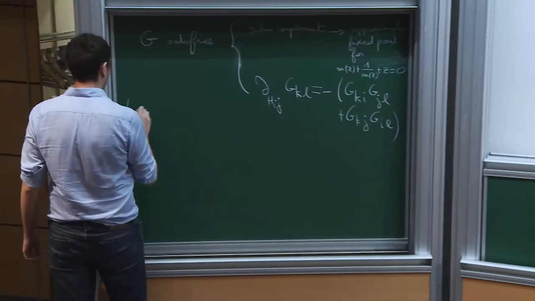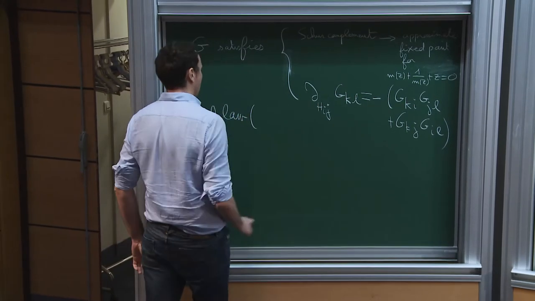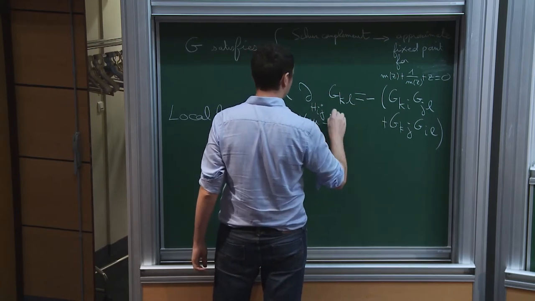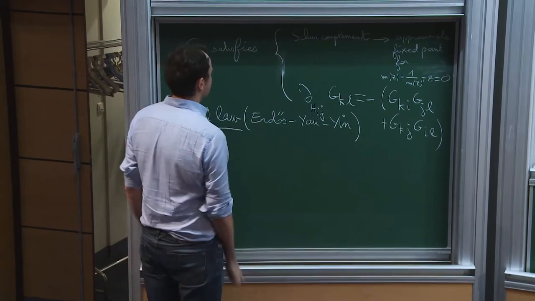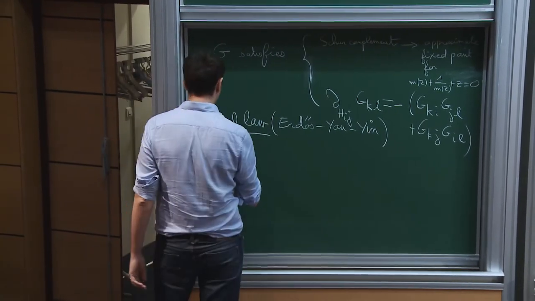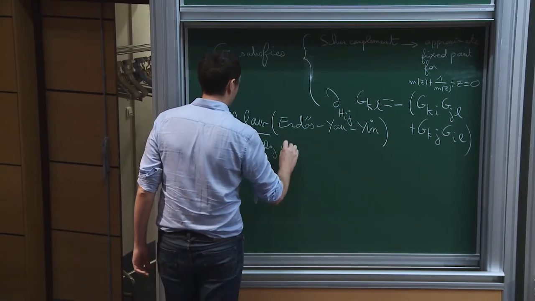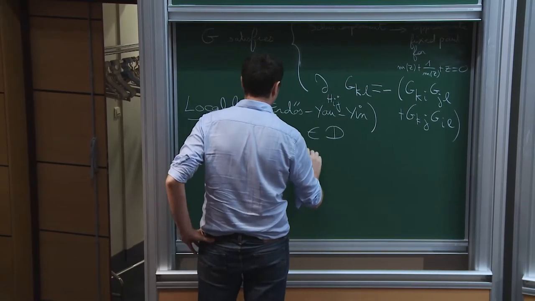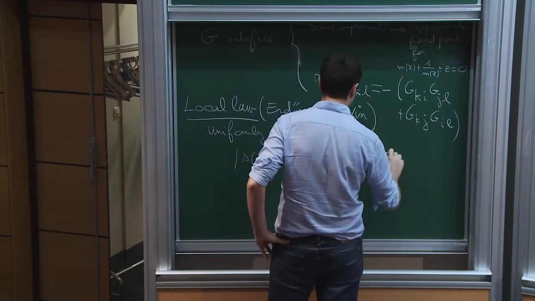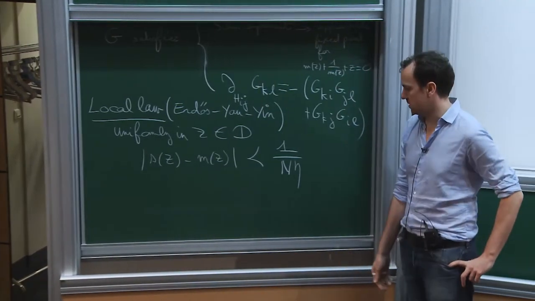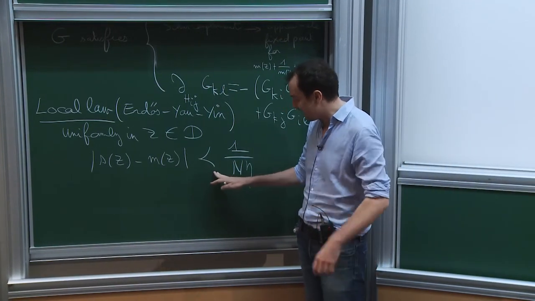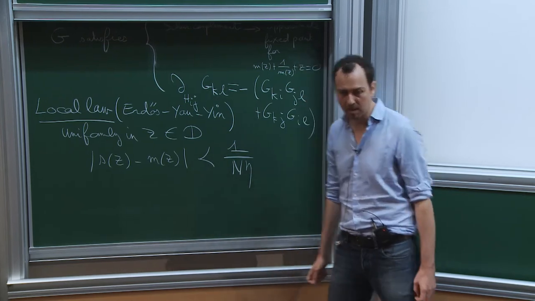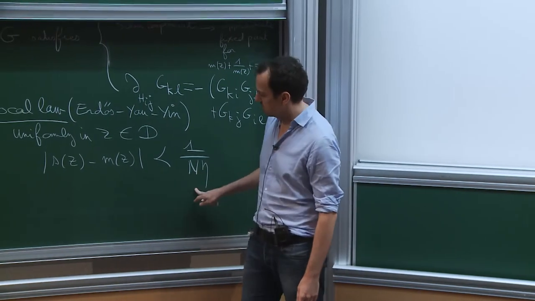So what the local law tells you, and this is a result of Erdős, Yau, and Yin, is that indeed s is very close to m. So uniformly in z, in this domain D, you have s(z) minus m(z) satisfying an excellent estimate, just of order at most 1 over n eta. Let me remind you that this notation means that it's dominated by n to the epsilon times this factor for any positive epsilon, with absolutely overwhelming probability. And this is an excellent estimate when you take the trace.